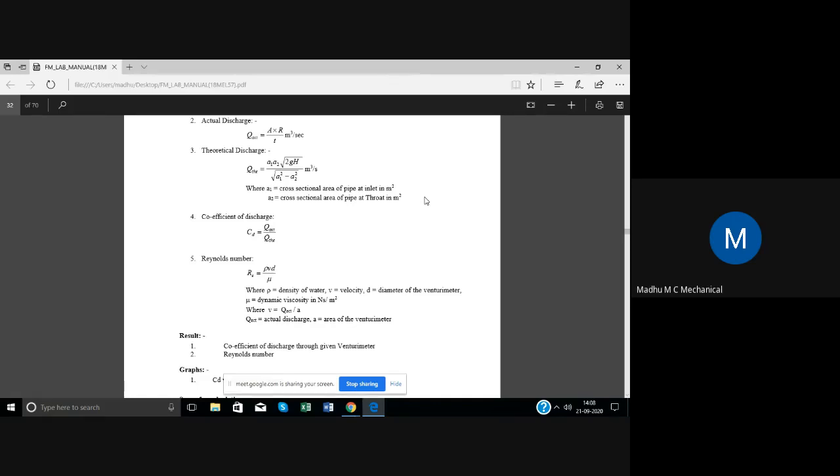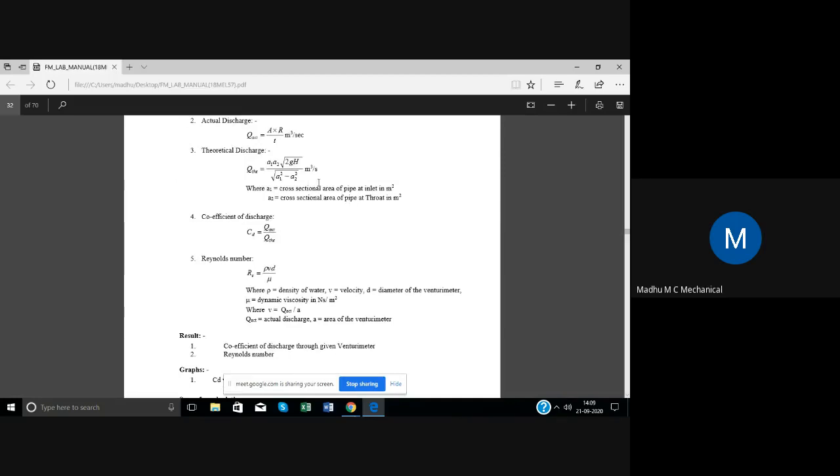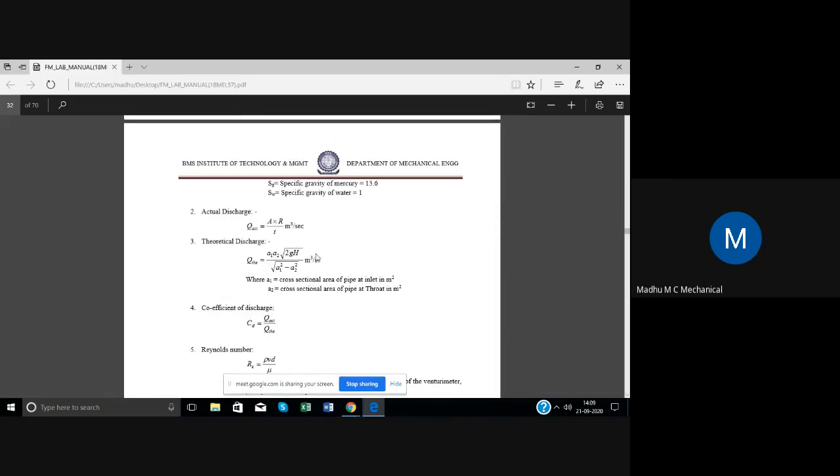Next, go for theoretical discharge, Q theoretical. Calculate A1. What is A1? Inlet pipe diameter area, so that is pi by 4 D1 square. What is D1? 25 mm. So calculate A1 and A2, and substitute the values of A1 and A2. Also take the value of capital H below the square root, not the small h. Head loss you have to take as H, that value 0.365. Take that value here and find Q theoretical.